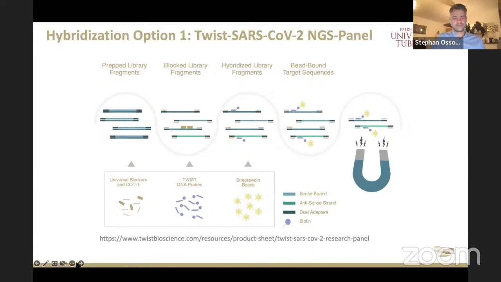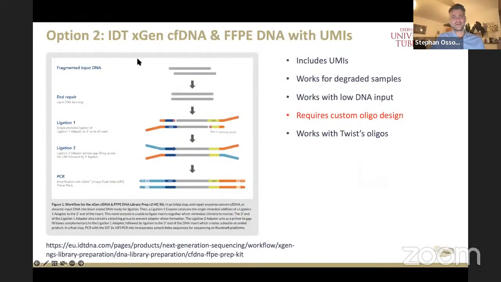The problem was in the beginning, they didn't have UMIs included. So we decided to test another technology, IDT, which had a protocol at the time called XGen Prism. They now renamed it to XGen cfDNA, but it works perfectly fine for viruses, not just for circulating cell-free DNA in plasma. And that one directly includes the UMIs in the protocol. So you attach them while you add your adapters.